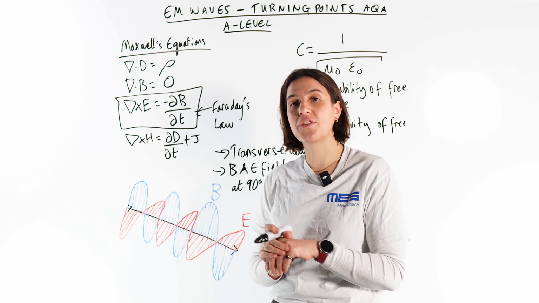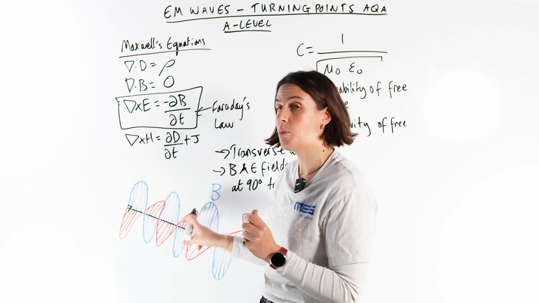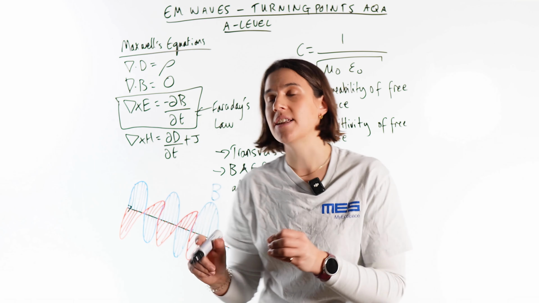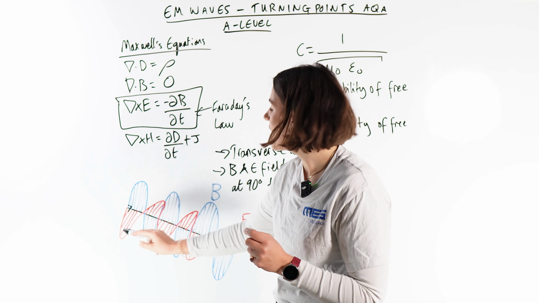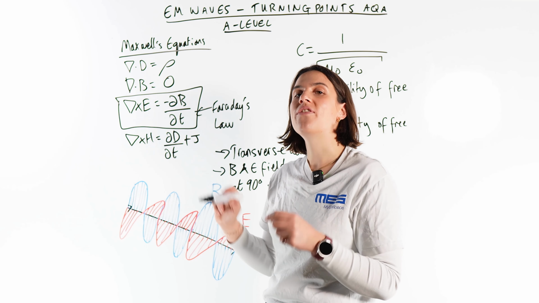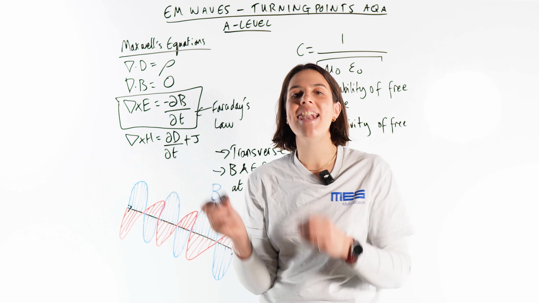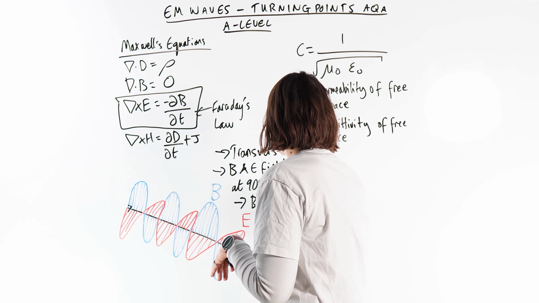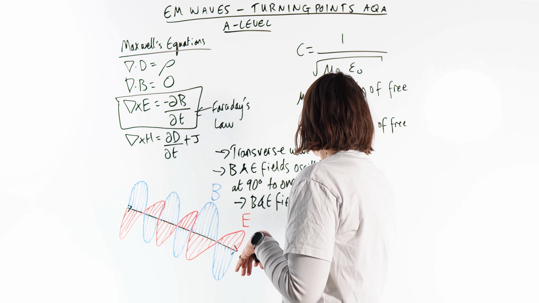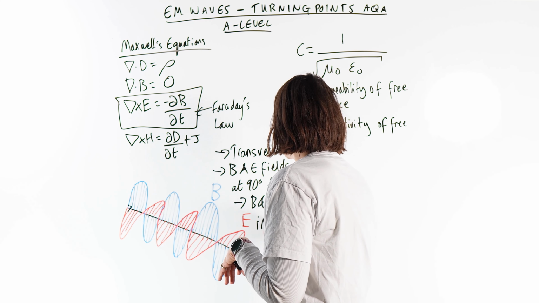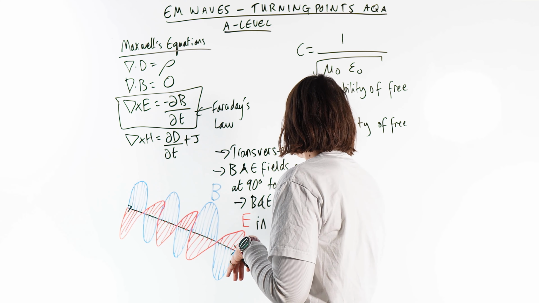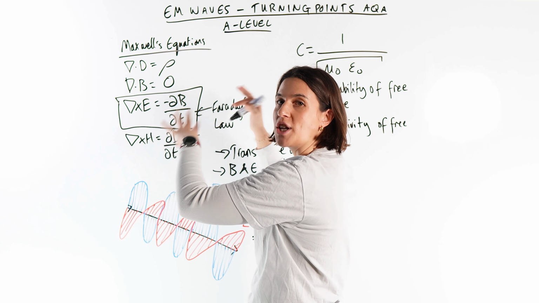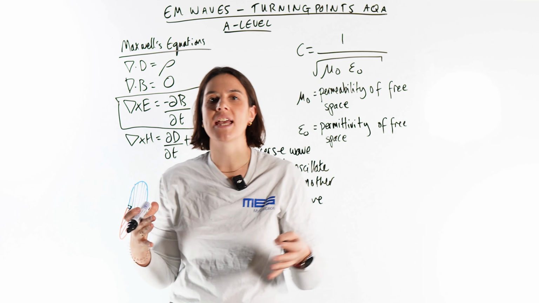And the final thing that we need to know about these electromagnetic waves is that the electric and the magnetic fields are in phase. So when the magnetic field is at a maximum, the electric field will be at a maximum. When the magnetic field is at a minimum, the electric field will be at a minimum. So the B and E fields are in phase.